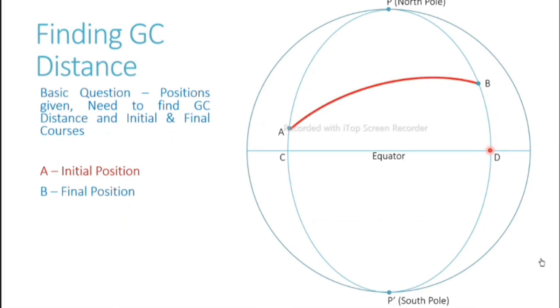Now, since we want to find out the great circle distance between A and B, let's mark the great circle track from my initial position A to my destination position B. So you can see the great circle track marked in red in the diagram. The arrow shows the direction in which we will be proceeding, moving from point A to point B. So this is the great circle track between our initial and final position.